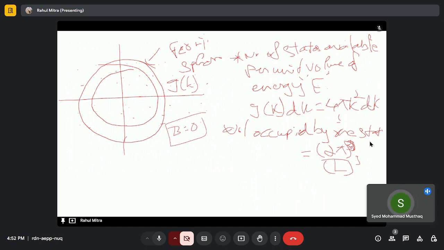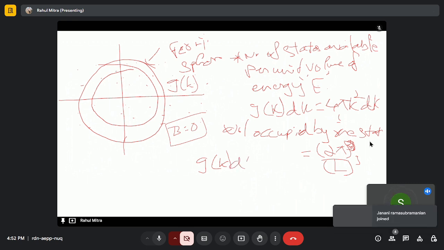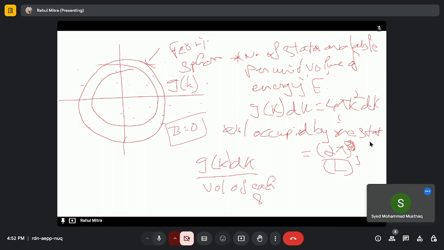Now again coming to the density of states, as I have represented before, the number of states available per unit volume, right? So the number of states g(k) dk divided by the volume of each state, that is equal to volume times 4 pi k squared dk divided by (2 pi) whole cube.